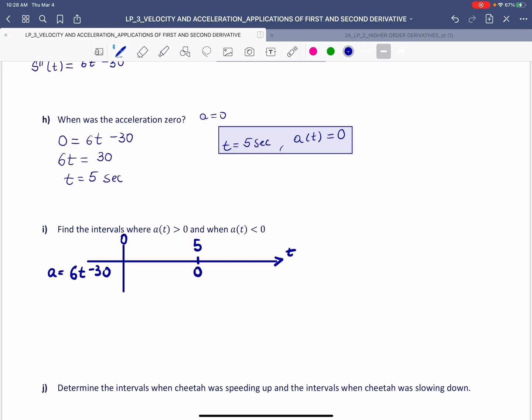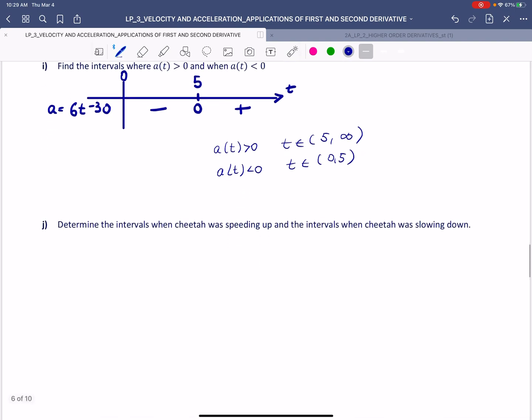To the left of 5, so between 0 and 5, if you substitute any number in here, you'll get a negative value for acceleration, and here is a positive value. So we'll say that A(t) will be positive for t between 5 and infinity, and A(t) is negative for time between 0 and 5 seconds.